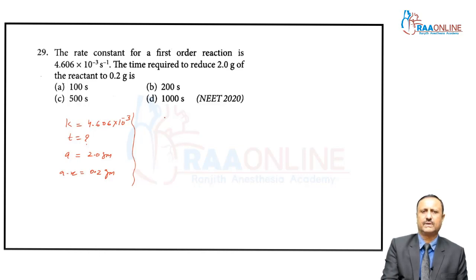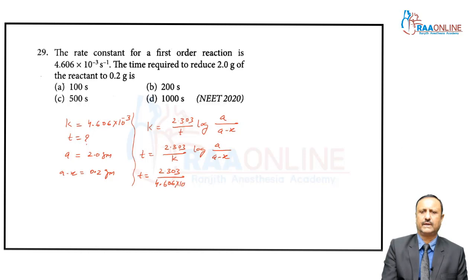Now, my dear students, this is the formula of a first order reaction: K is equal to 2.303 upon t log A upon A minus X. So you can calculate that t is equal to 2.303 upon K log A upon A minus X. Now you can put these values in this formula: t is equal to 2.303 upon K, that is 4.606 into 10 to the power minus 3, log of A which is 2 upon A minus X which is 0.2.